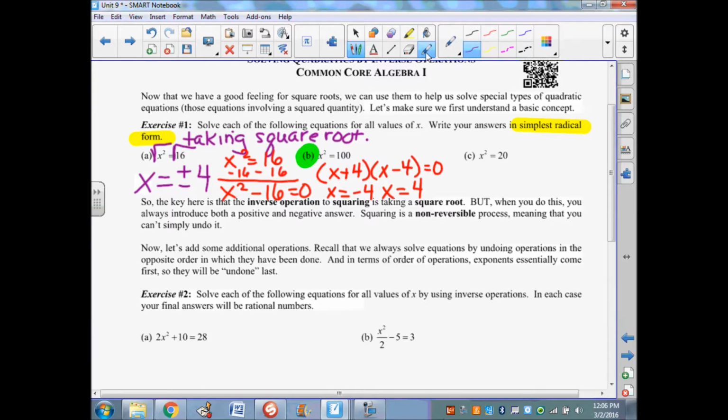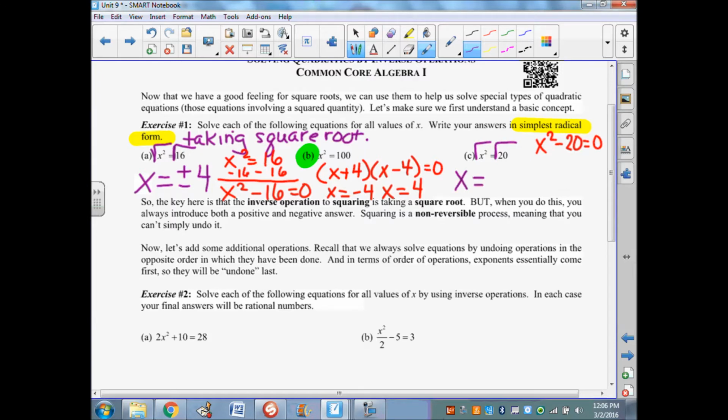Now I have x squared equals 20. If I thought about my tried and true method of factoring, if I set it equal to 0, when I look at that, I can't factor it. I can't come up with two numbers that are going to multiply to give me 20 and have it be a perfect square. This isn't the difference of perfect squares. So I don't have a choice in this one. I have to go with taking the square root.